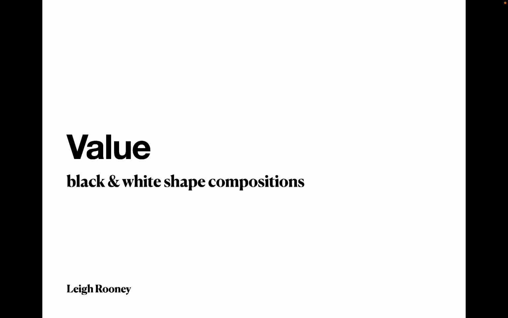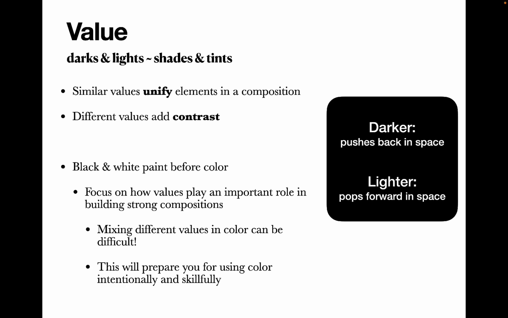So we're talking about value and we're creating black and white shape compositions this week. So value is really just darks and lights. We also call it shades and tints in color theory. So similar values can unify elements in a composition while different values can add contrast.